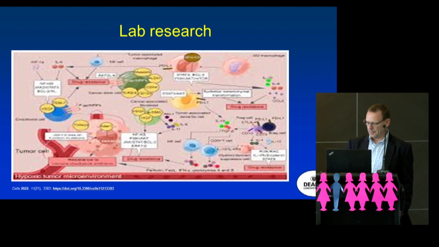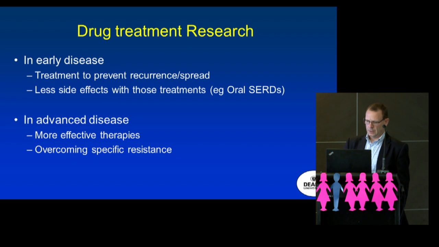So that's what the lab-based research is based on: developing resistance mechanisms, work out how it happens first, and then drugs to block it when it does happen. So most of our research is about how we can prevent cancer spreading in the first place with early disease, or make those treatments less toxic. For example, SERDs are less toxic probably than our older drugs. But also in advanced disease about having more effective and less toxic treatments and overcoming resistance.